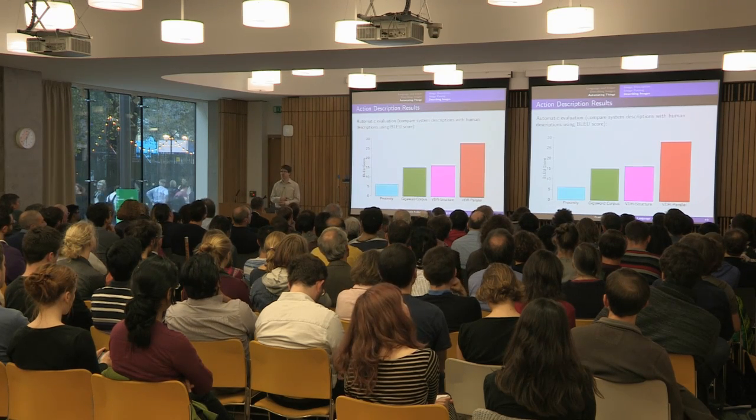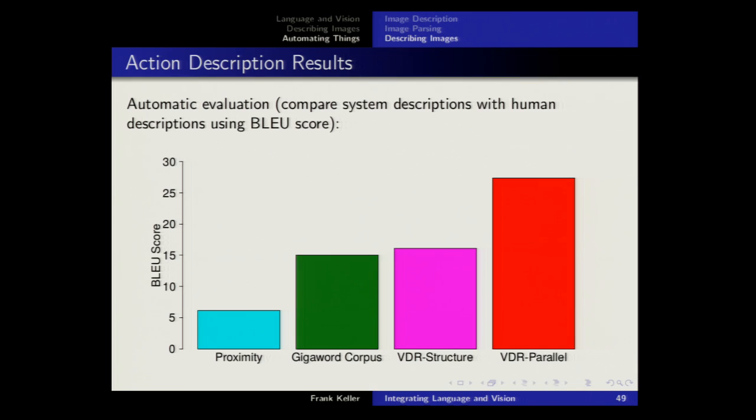Okay, so we ran two sets of evaluations. The first one is where, again, on an unseen part of the data, we generated image descriptions and then compared those image descriptions against human-generated image descriptions. So what this graph shows is what's called the BLEU score, which is a way of quantifying how close the description that we generate is to the description that the humans have produced.